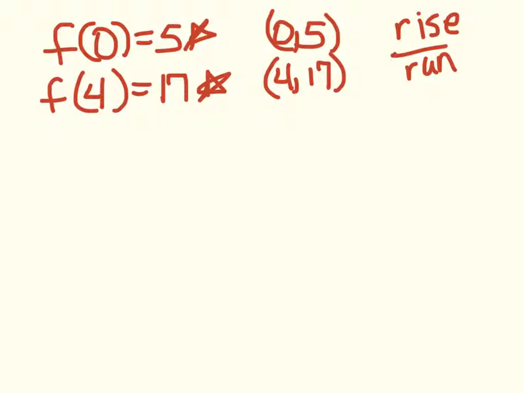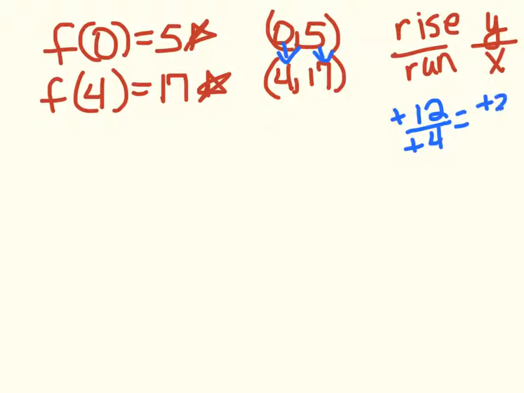The rise has to do with the y. What was the change in the y over the change in the run? So the y over the x. Let's see, what was the change in the rise? Here is our y value of 5, and it's going to 17. So from 5 to 17, the rise was an increase of 12. Now let's figure out the change in the run. The run went from 0 to 4, so that was an increase of 4. So it was an increase of 12 over an increase of 4, which, when you reduce that, is an increase of 3. So your slope is a positive 3. Now we have our slope.